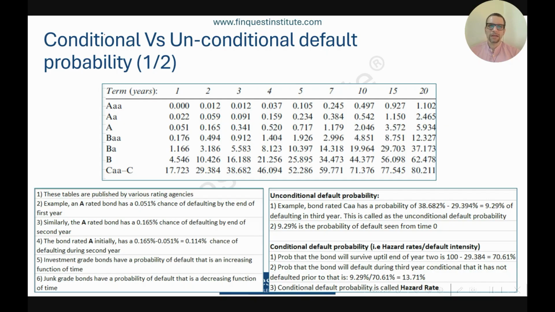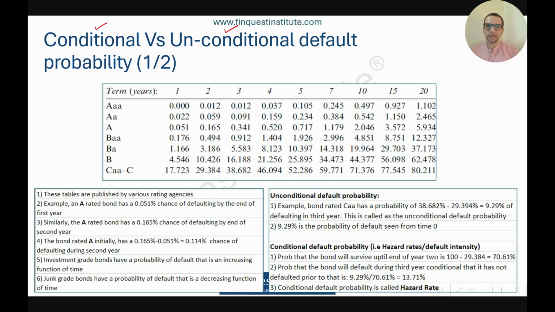What do we mean by a conditional default probability versus what do we mean by an unconditional default probability? Now, below, if we observe, there is a table. This is a kind of table which is published by rating agencies. Let's try to interpret what this table means, because if you see, there are many numbers here. We'll try to put some sense in these numbers.